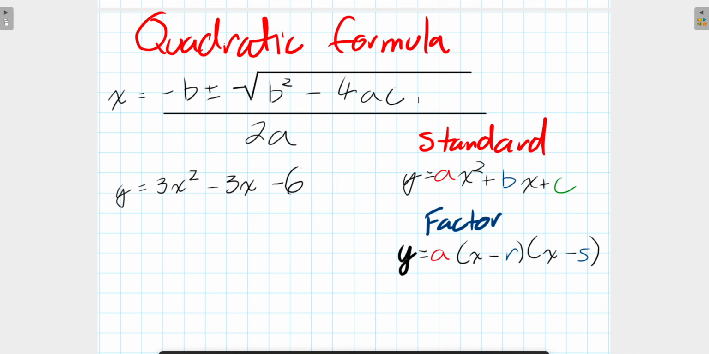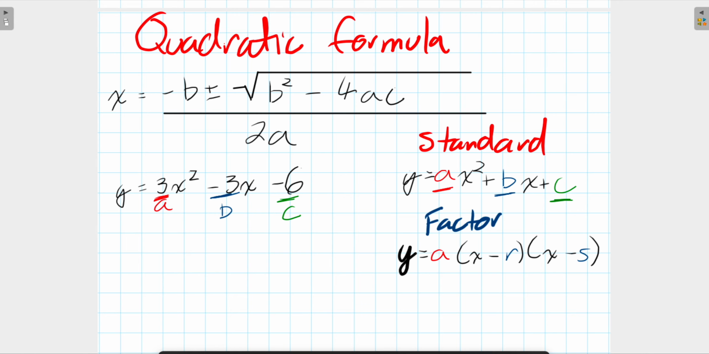Think of it almost as a surefire way of factoring, though it might be a little more complex depending on the question. So this is the question we're working with. The first thing I want to do is point out what a is, okay? In this case, this is our a value. It's 3. What is our b value? Well, our b value happens to be -3 in this case. And finally, what is our c value? Well, c happens to be -6, okay?